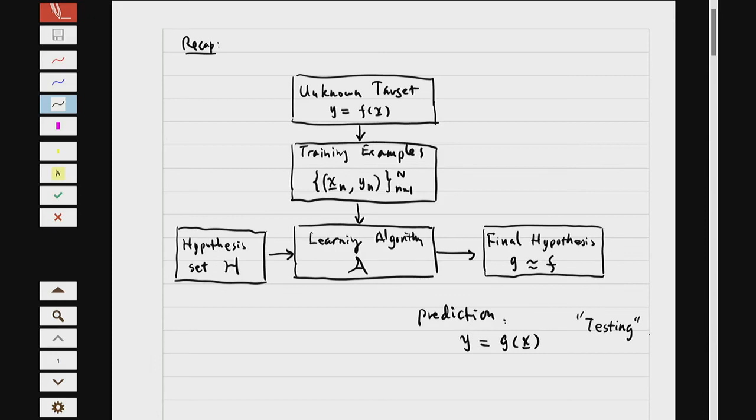So this is supervised learning in a quick snapshot. And of course, at the end, we use this hypothesis function, this picked function, to make our prediction. Given any new sample, now you can use it to give you a new label, called testing. Okay, continuing along this line of recapping.